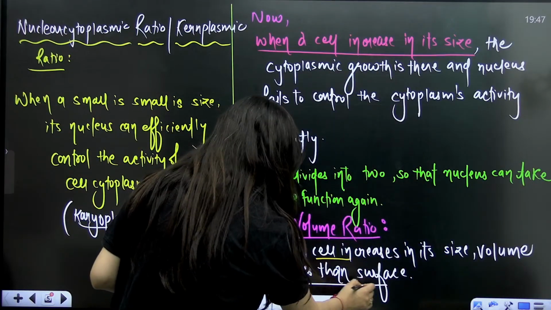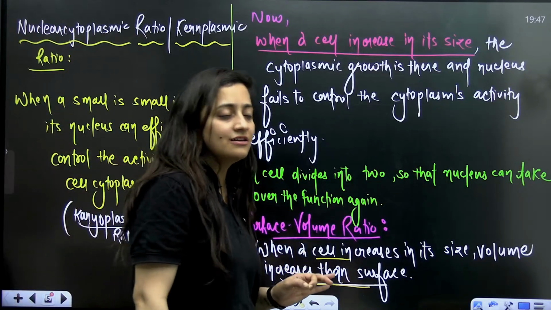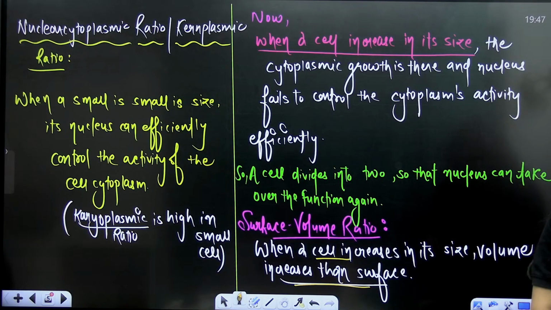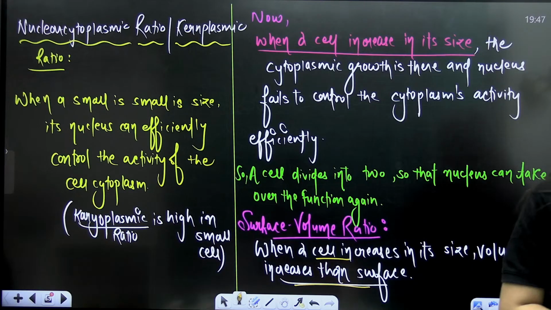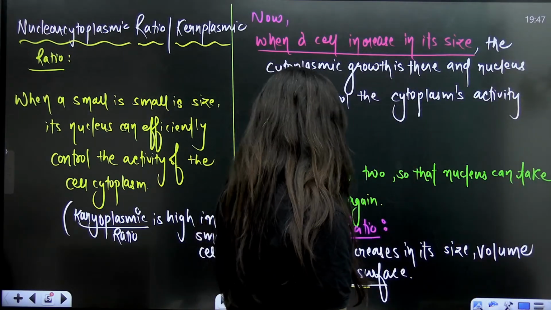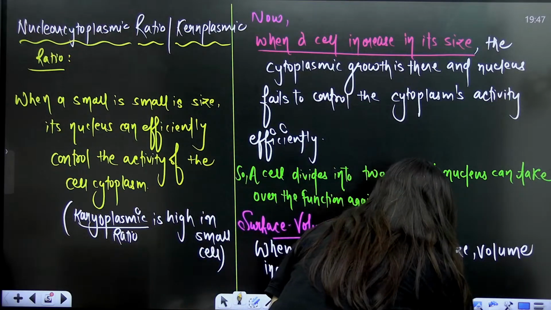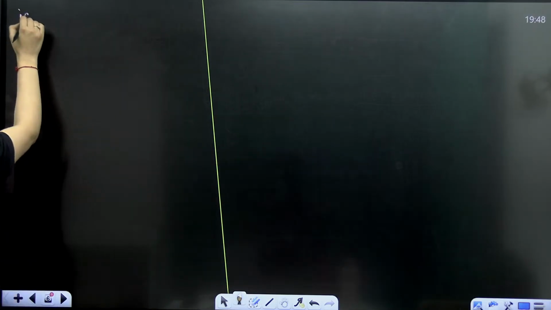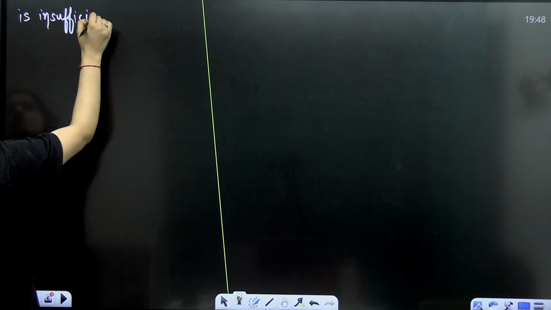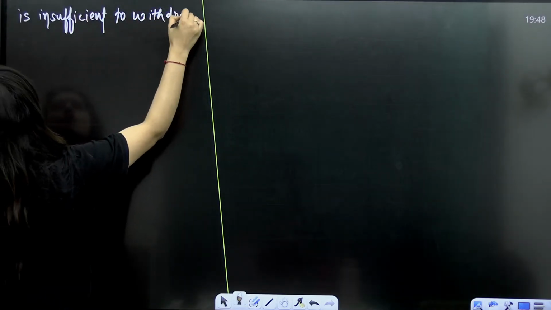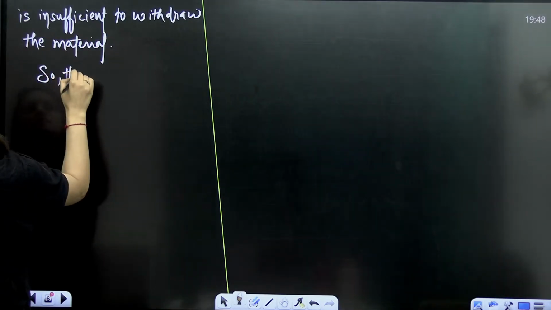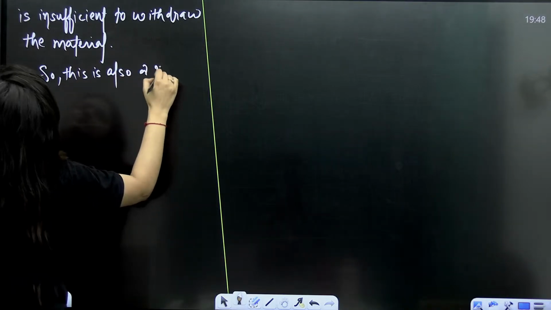So when a cell increases in its size, volume increases, then surface. So that is also the reason a cell needs the division, beta. Why? Because here the surface area is insufficient to draw the material which is required for the activity of the cell. This surface area is insufficient to withdraw the material. So this is also a reason for cell division.